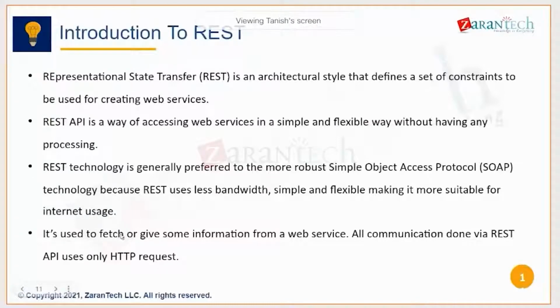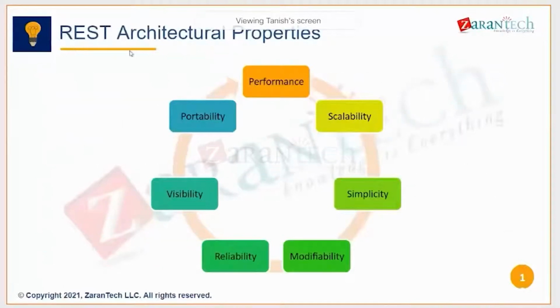It's used to fetch or give some information from web service. So it can be communicated either ways, you can modify, you can read and all that, right? All communications done via REST API uses only HTTP request. So we do not use any other protocol. And this is actually the architectural properties.